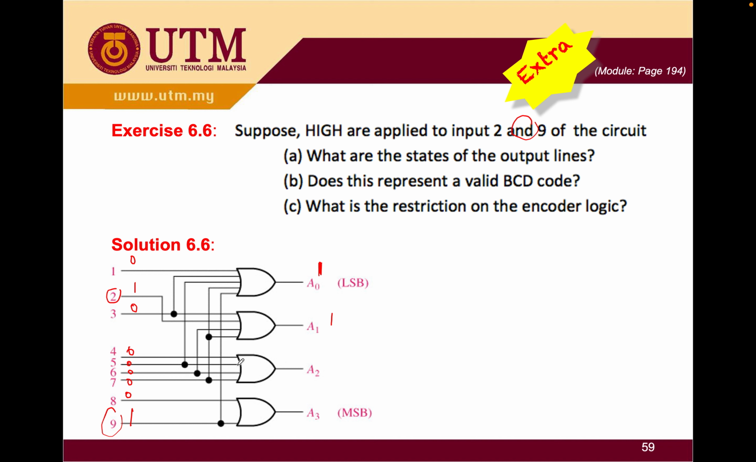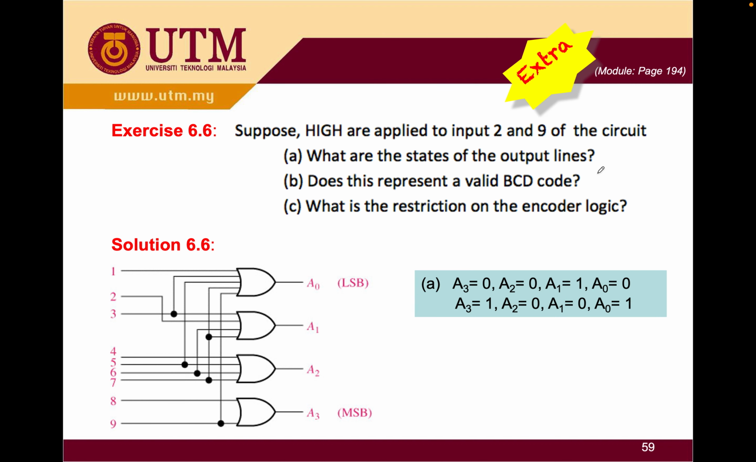This 0 0 0 0, is it? I hope that is correct. And lastly is 1 and 0 is having 0. So you're going to have like this. But is the BCD code for this one valid or not? Then you need to check your module 2 back. What is the resistance on the decoder encoder logic? So let's take a look. What is the output?